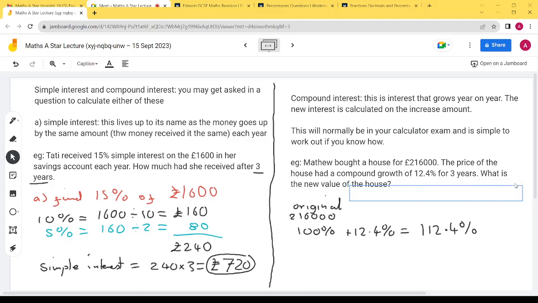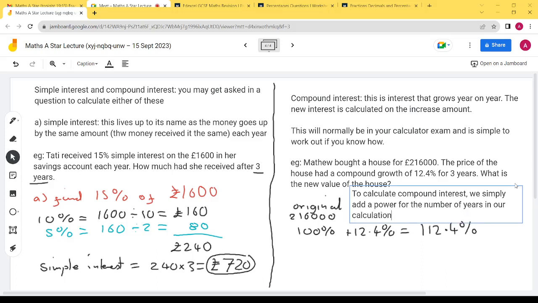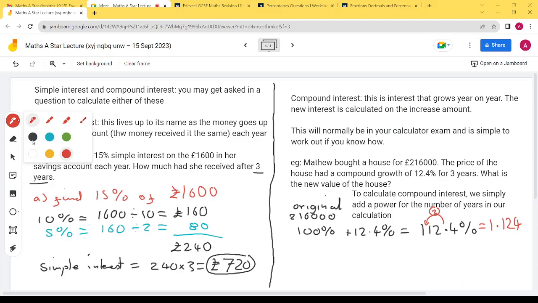And so to calculate compound interest, we simply add a power for the number of years in our calculation. Remember, 12.4% we're going to calculate as a decimal in our calculator. So we divide that by 100, which as always is to move our decimal point 2 places to the left, so equals 1.124. Now the calculation we're going to put in our calculator is simply 216,000 times 1.124 to the power of 3.